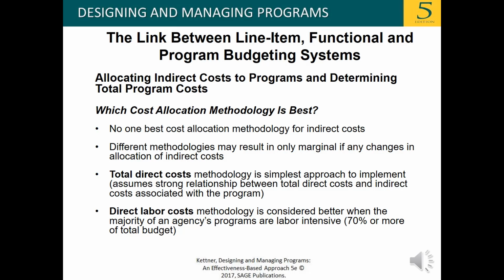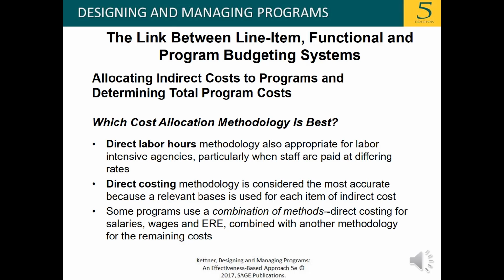Direct labor cost methodology is considered better when the majority of an agency's programs are labor intensive, so 70% or more of the total budget. Direct labor hours methodology is also appropriate for labor intensive agencies, particularly when staff are paid at differing rates. Direct costing methodology is considered the most accurate because a relevant basis is used for each item of indirect cost. Some programs use a combination of methods, direct costing for salaries, wages, and ERE, combined with another methodology for the remaining costs.